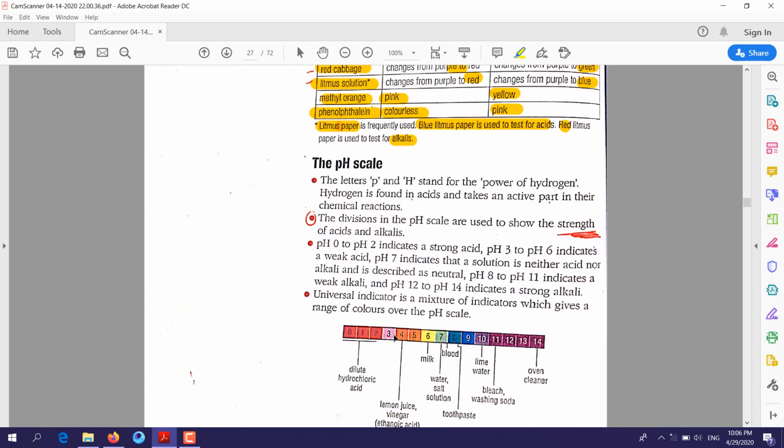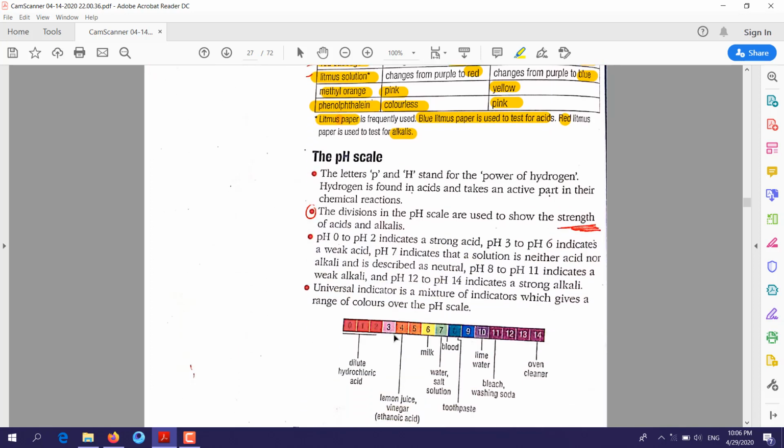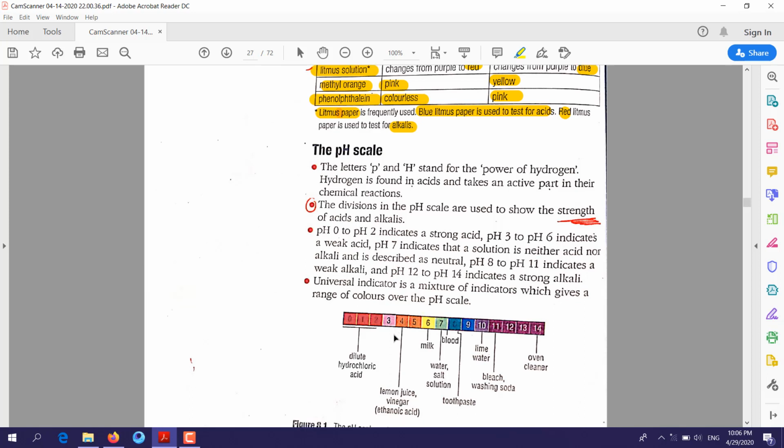Now, the pH scale. If you look at this, this is a scale we call the pH scale. It shows the strength of acids and alkalis. For example, we say this acid is a strong acid or a weak acid. But how will we know if it's strong or weak? By using the pH scale. How will we use it?